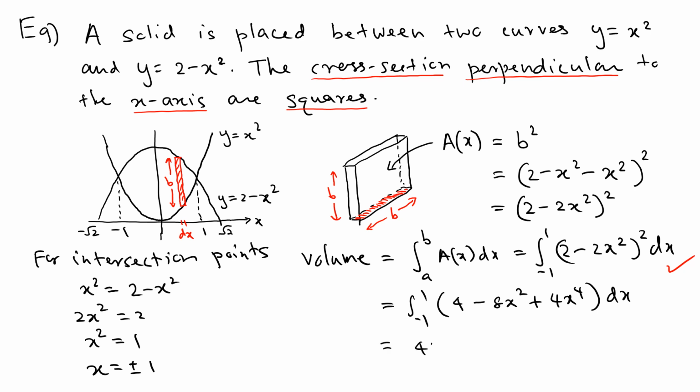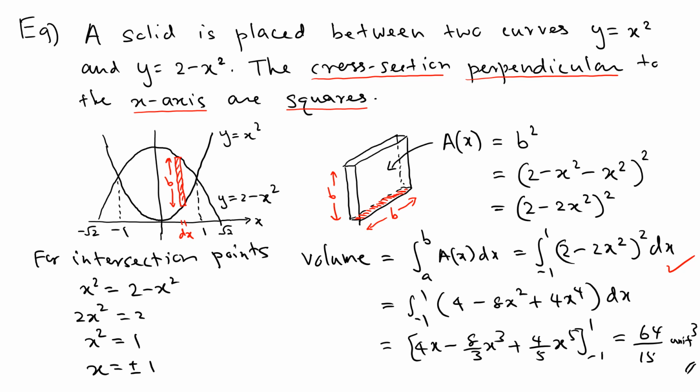So you're gonna get 4x minus 8/3 x cubed plus 4/5 x to the fifth power, and you're going to integrate between -1 and 1, and you can see that this is an even integrand, so that means you can write this as twice one side. So you will only need to plug in the value and simplify. Once you plug in the values and simplify, you should end up getting 64 over 15, whatever the unit, cubed. So unit cubed, so that is the answer for the problem.